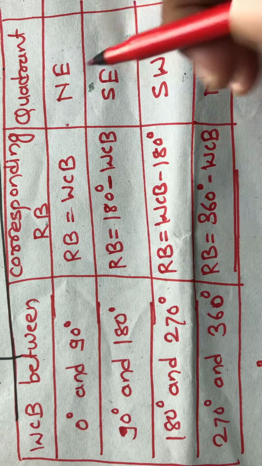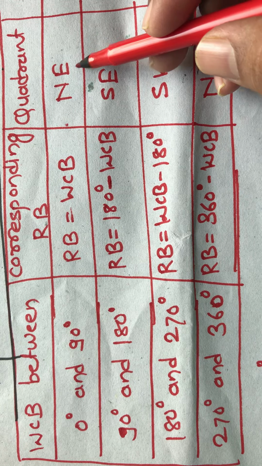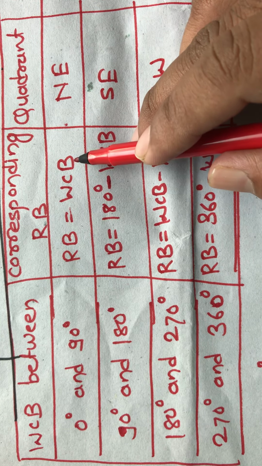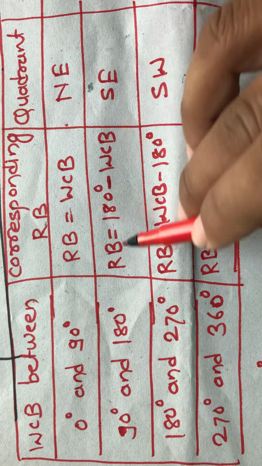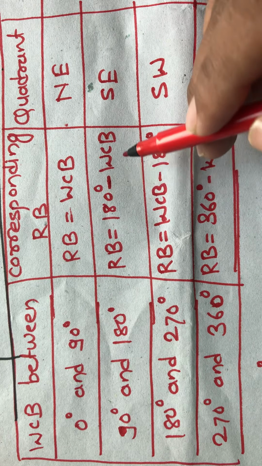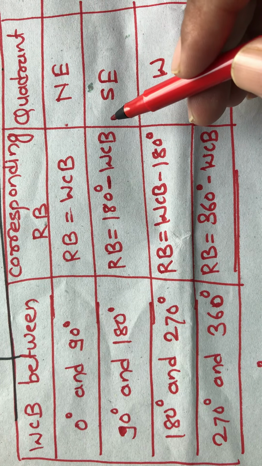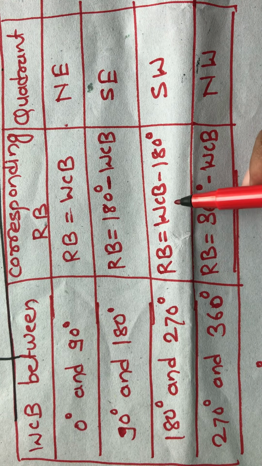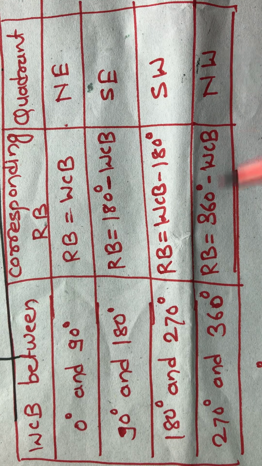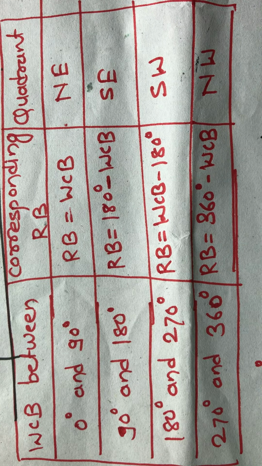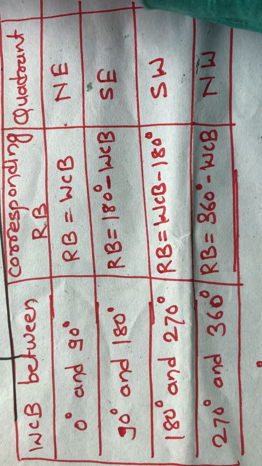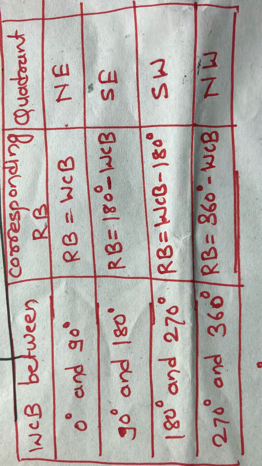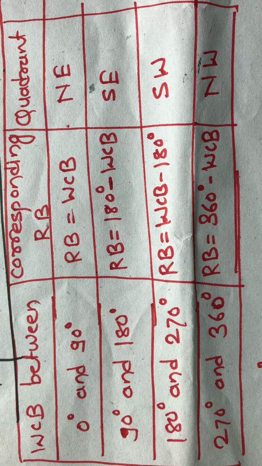So in the northeast quadrant, RB equals WCB. In the southeast quadrant, RB equals 180 minus whole circle bearing, correct. In the third, the southwest, RB equals whole circle bearing minus 180 degrees. In the northwest, RB equals 360 minus whole circle bearing. So this is the conversion to reduced bearing. Okay, you got this one? So this is about the RB.